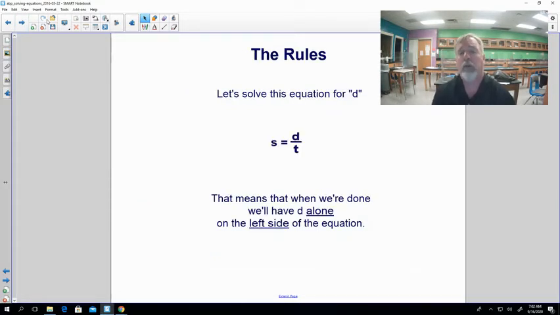So let's start applying these rules. And again, what are we trying to do? Here's our equation, S equals d over t, and we want to solve this equation for d. That means we want to have d all by itself, all alone, on the left side of this equation.